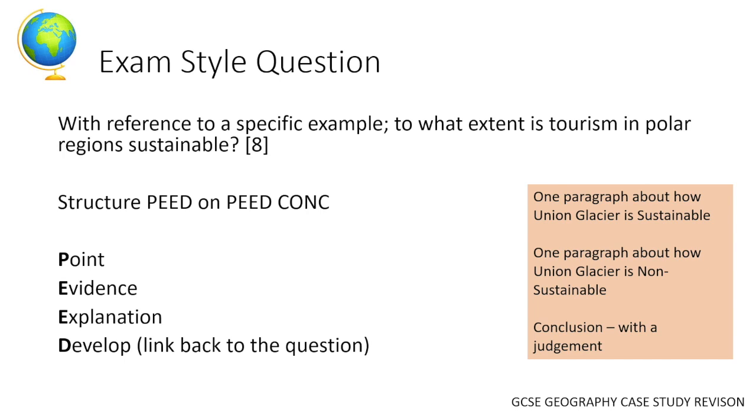So, how do you structure this? This should be structured as PED on PED and then a conclusion. And all 8-mark questions, particularly ones that ask you to evaluate or ones that say to what extent, will need you to look at both sides of the argument and then have a conclusion. So a PED paragraph on how it is sustainable, a PED paragraph about how it's not sustainable, and then some kind of judgment with a conclusion. So again, you may want to pause now and have a go at writing that.